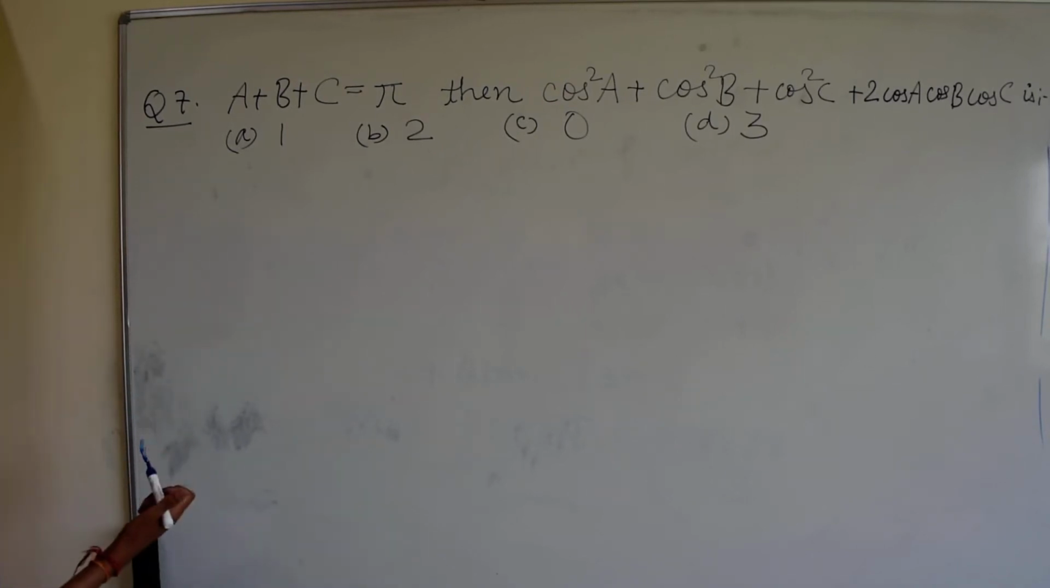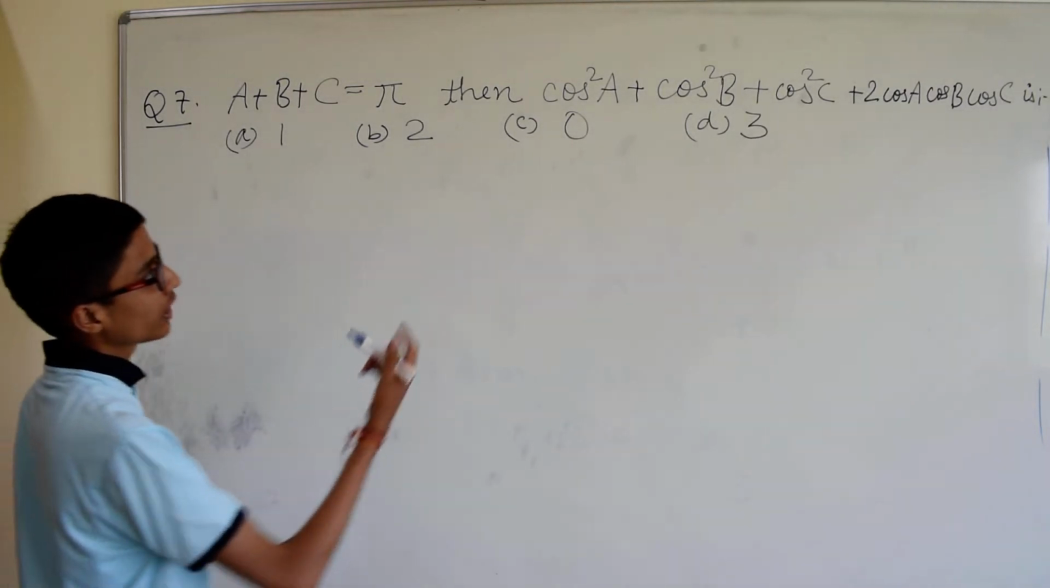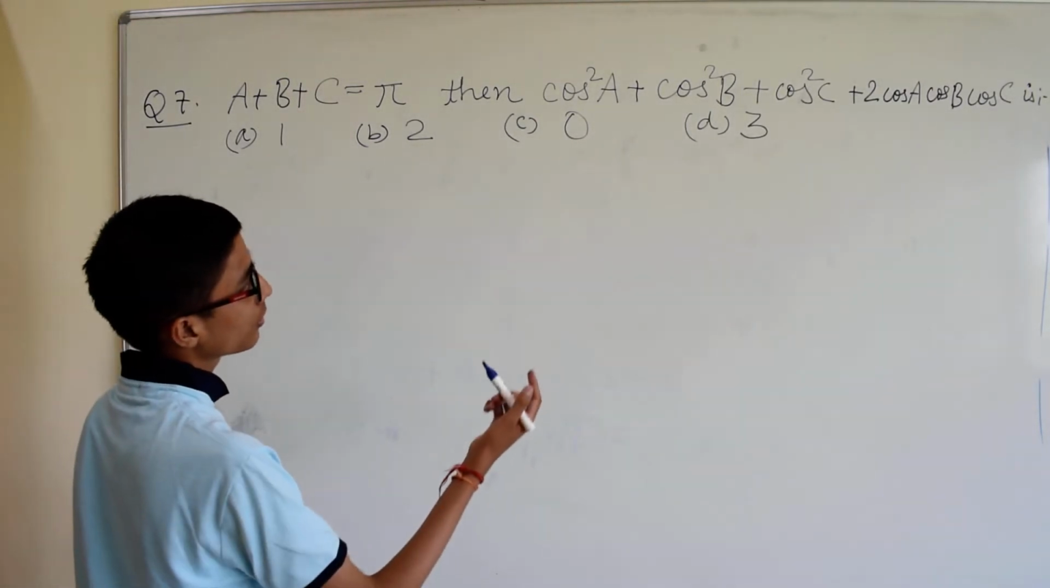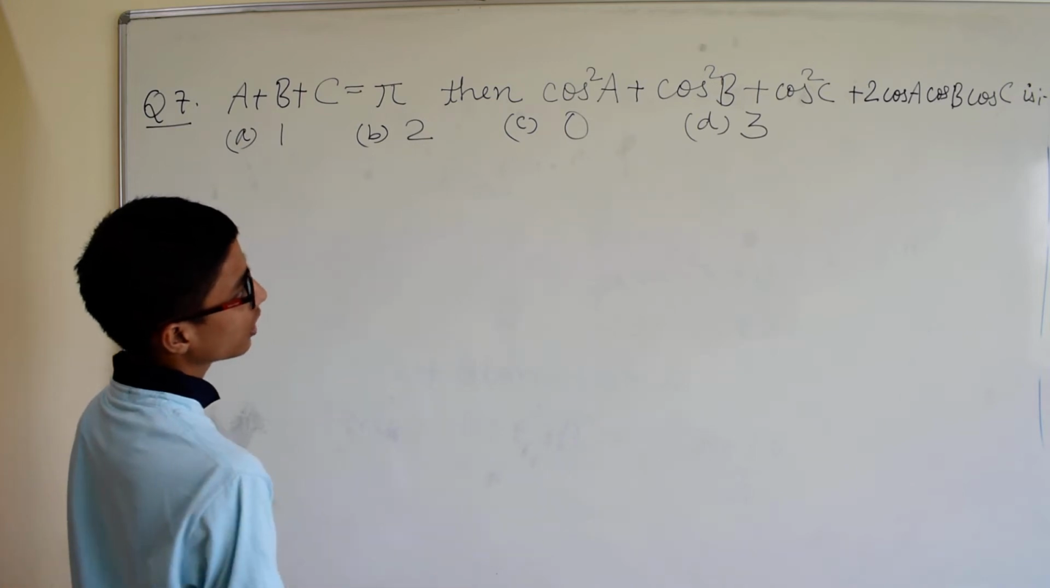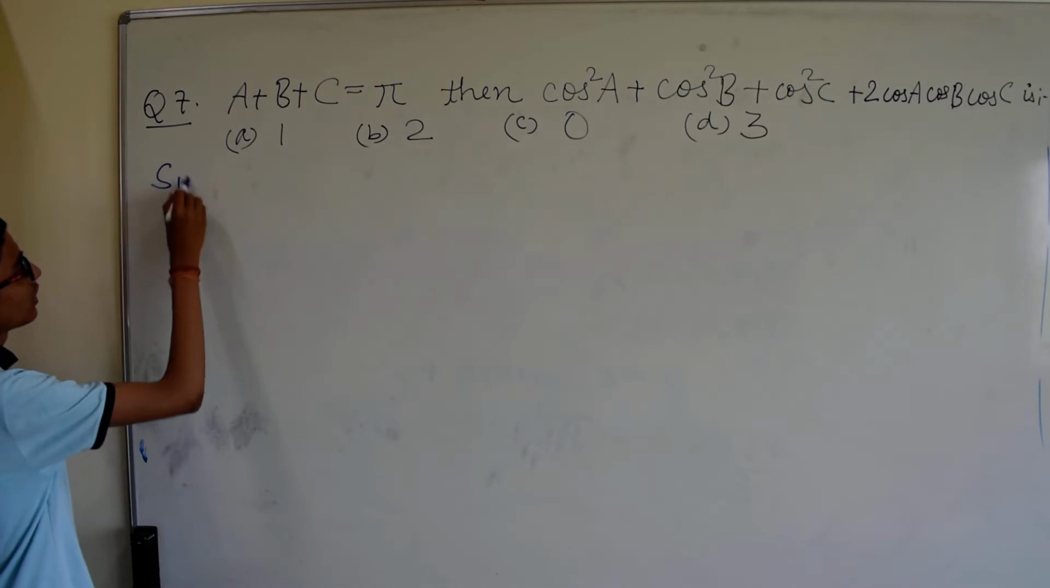In this question, we are given three angles A, B, and C. Their sum is equal to pi, and we have to find the value of cos square A plus cos square B plus cos square C plus 2 cos A cos B cos C. So, somewhat tricky question. Let's start.